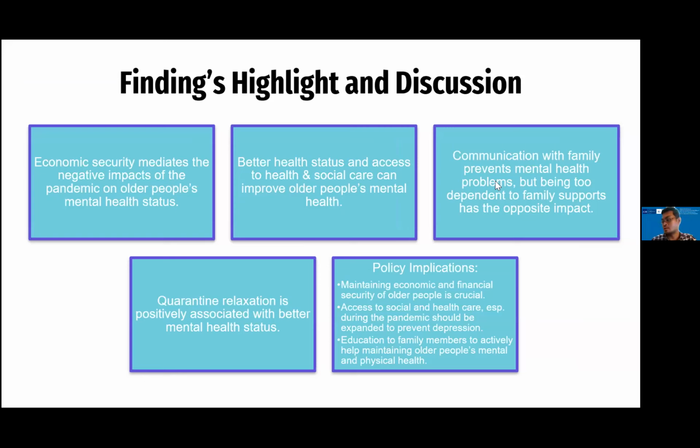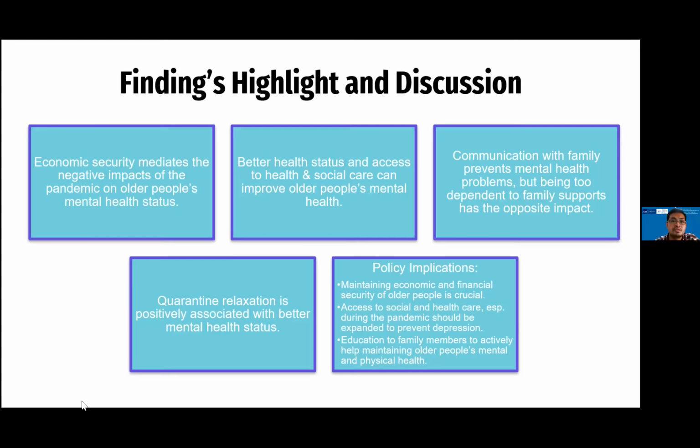So based on the findings from some of the selected variables that we think are very interesting, we see that economic security is very important. It mediates the negative impacts of the pandemic on older people's mental health status. We can see from the data that Bali province, which was worst hit by the crisis after the pandemic, experienced minus 12% economic growth. Mental health problems increased quite significantly in that area among older people. Based on our observation, it didn't only happen in the older population, but also in the working age population. And from the result, you can also see that those who experienced income decrease also have a higher probability of experiencing a mental health problem.